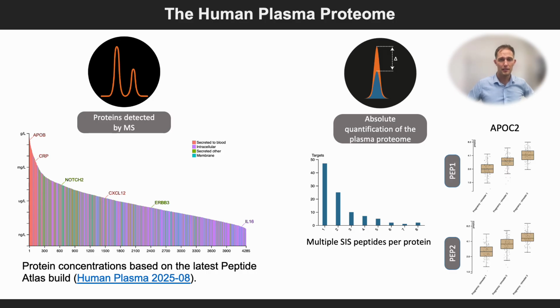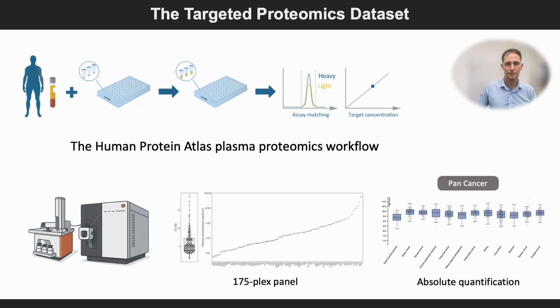We have also updated the plasma concentration backbone using the latest prediction from the Peptide Atlas build and added in-house data to present absolute concentrations of plasma proteins quantified using stable isotope standard protein fragments. And here we're using multiple peptides per protein for extra accuracy and precision.